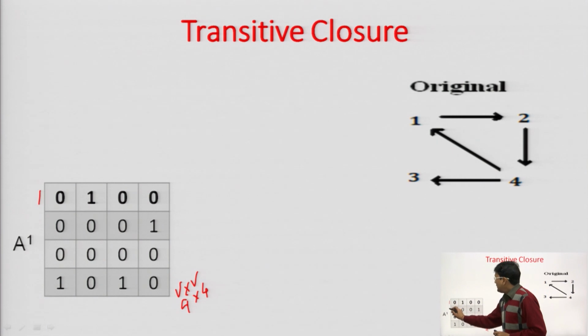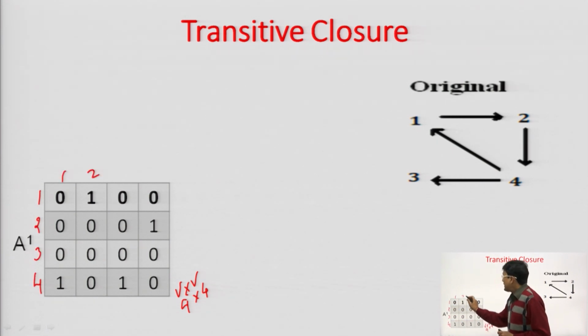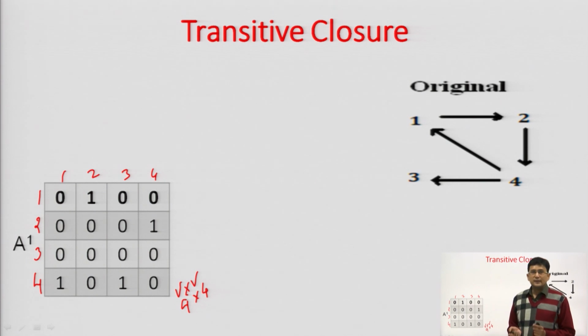In case you write down the vertex numbers on the row side and on the column side as well, then the row-column entry 1 1 is telling you whether there is an edge between vertex 1 and vertex 1. The entry 1 2 is telling you whether there is an edge between 1 and 2. The entry 1 3 is telling you whether there is an edge between 1 and 3, and so on and so forth. The entry 4 3 is telling you whether there is an edge between 4 and 3 or not.